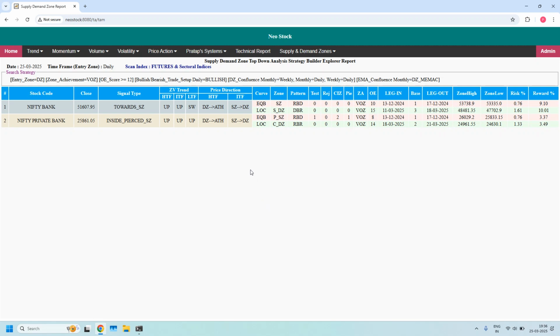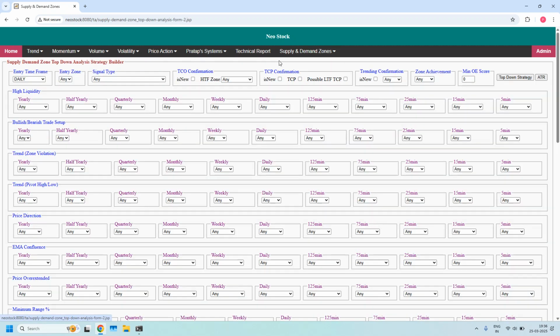Next, bearish trade setup for monthly income trade. Entry time frame is daily. Entry zone is supply zone. In bullish or bearish trade setup at a daily time frame, I am selecting bearish. Zone achievement violated opposing zone. Minimum odd enhance score 12.